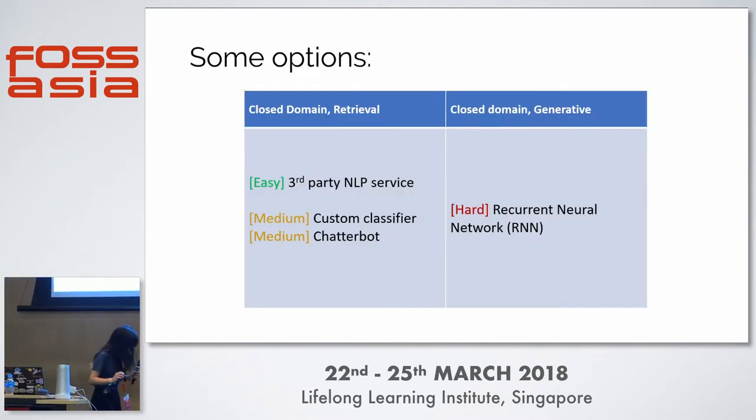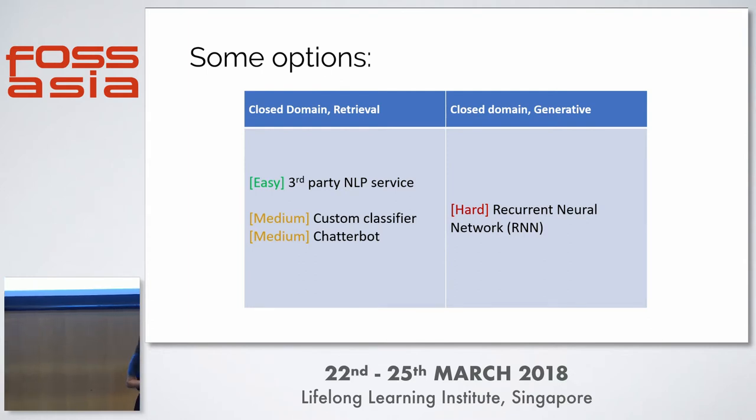Here are some of the options that I'm going to be talking about today. Under closed domain and retrieval, Google Home is still talking to me for some reason. Under closed domain and retrieval, we could use a third-party NLP service. I'll be going through Microsoft's QnA Maker, which is the easiest way to get set up. And then we can look at medium difficulty options, that's custom classifiers like maybe a classifier from scikit-learn or the Node Natural package. And then there's a cool Python package called chatbot that I'll be discussing as well. And lastly, we'll be discussing the hard option, which is the RNN.